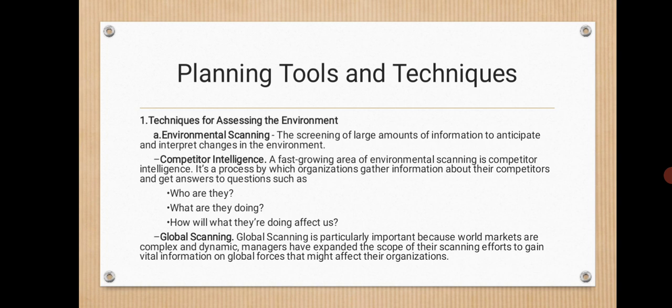environment. Competitor intelligence. The fast growing area of environmental scanning is competitor intelligence. It's a process by which an organization gathers information about the competitors and gets answers to questions such as who are they, what are they doing, and how will what they are doing affect us.